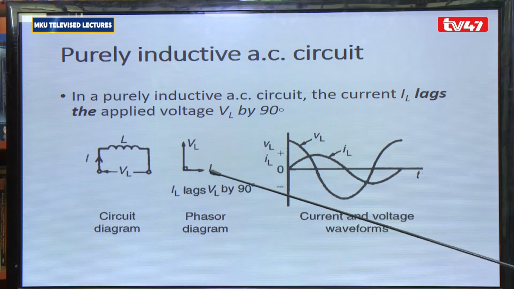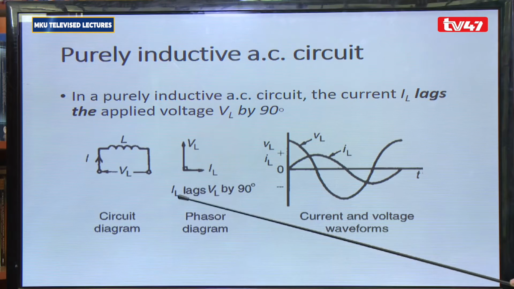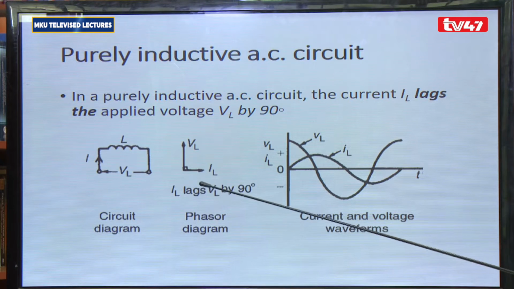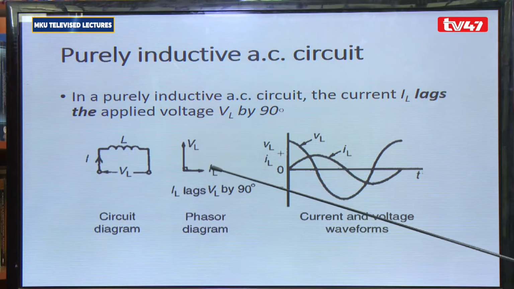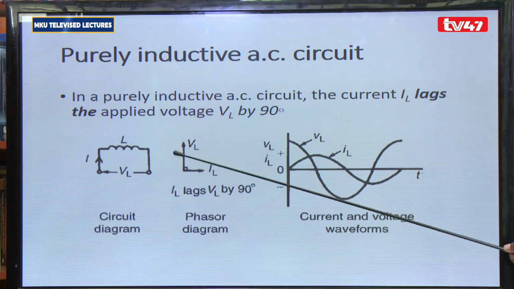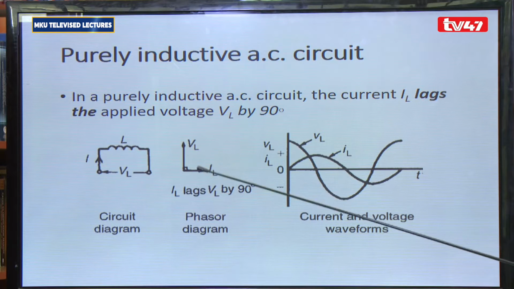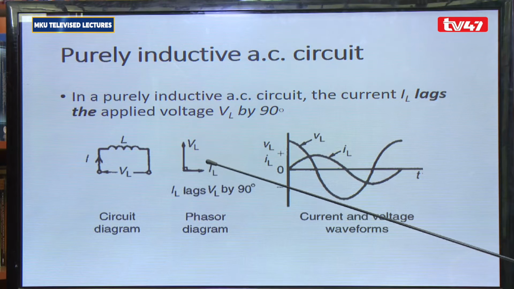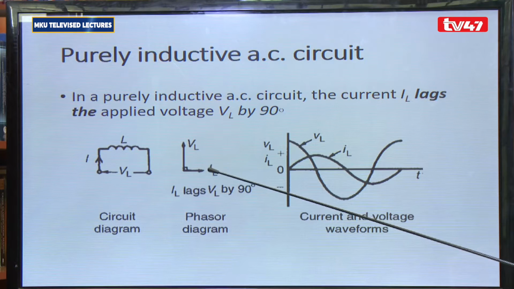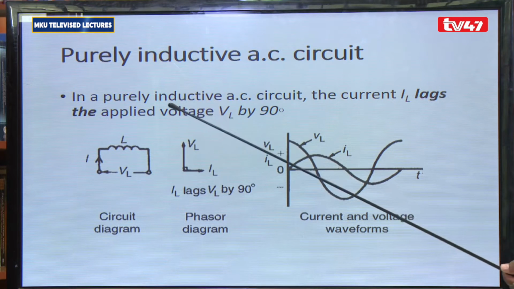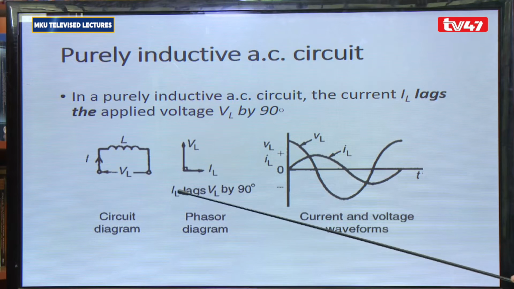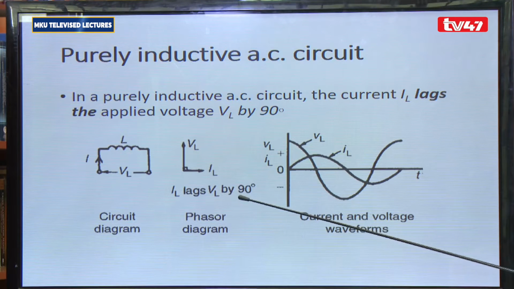Now, we usually take the anticlockwise as the forward rotation of an alternator, and therefore, when we are talking of the anticlockwise rotation, it means this VL is ahead of IL, and therefore we take current as the reference point, and we have IL lagging behind VL. IL lags behind VL by 90 degrees.